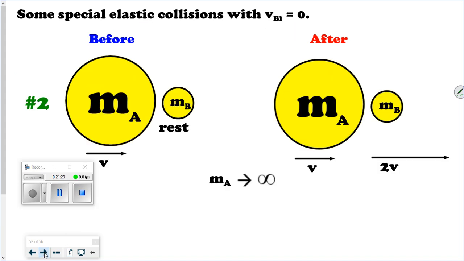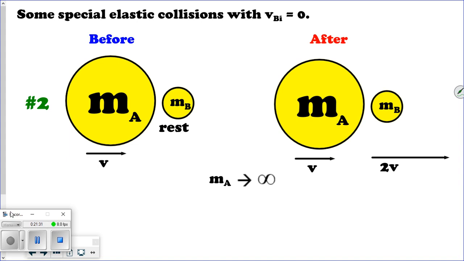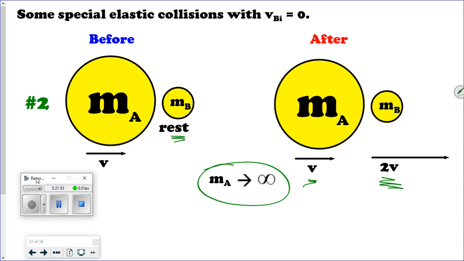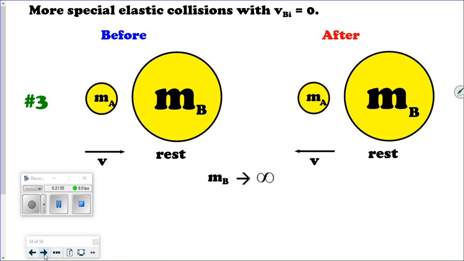Next example. If you've got one object that is super huge colliding with a much smaller object, then that second object, after the collision, will have a velocity that is double the velocity of the really, really large object. I don't know that that one will ever come up, but let's see. This one definitely comes up. This one is important.